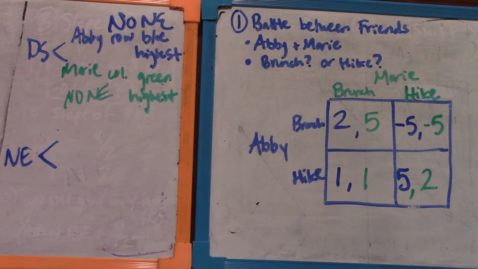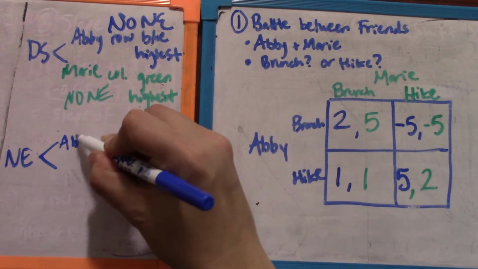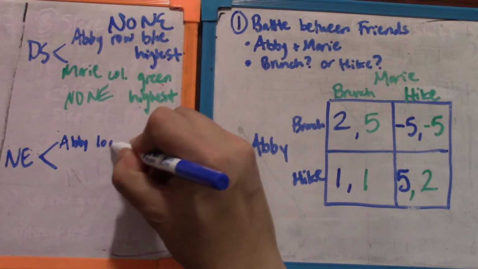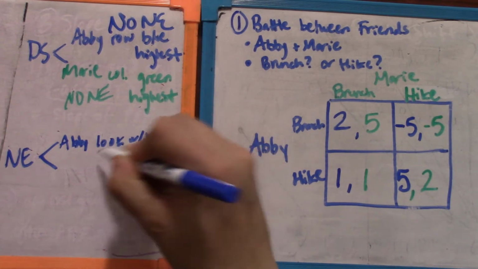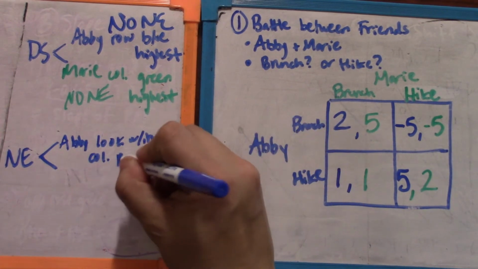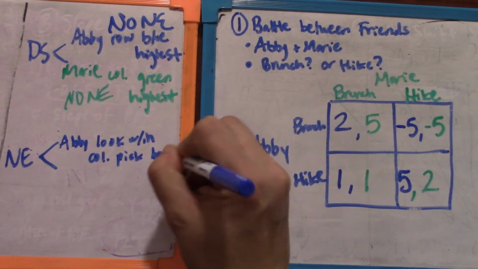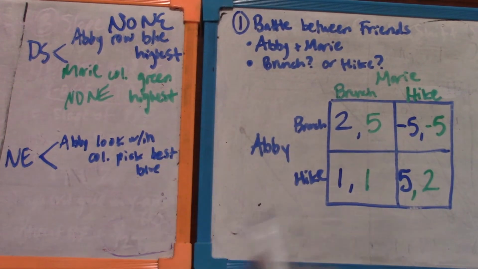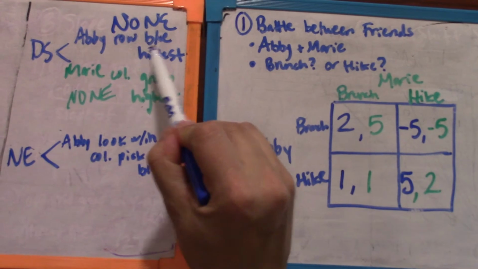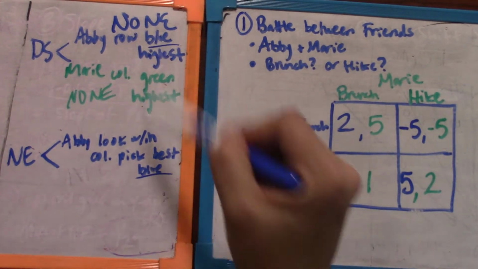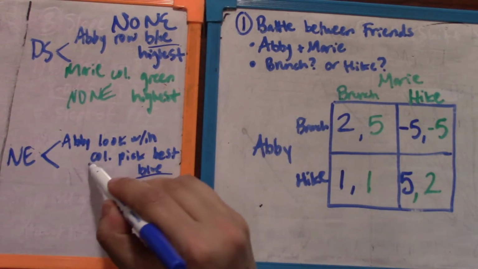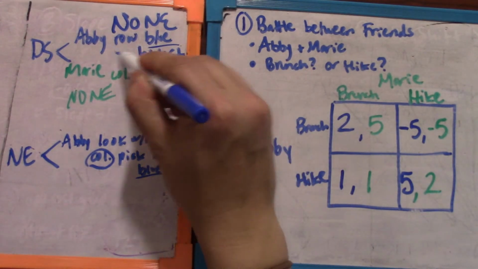So for Abby, when we check for Nash equilibria, she's going to look within a column. She's going to look at Marie's strategies and pick the best blue payout. So her rival's strategies, but still her payouts. So for dominant strategy and Nash, Abby only cares about blue. But for Nash, she cares about columns instead of rows.